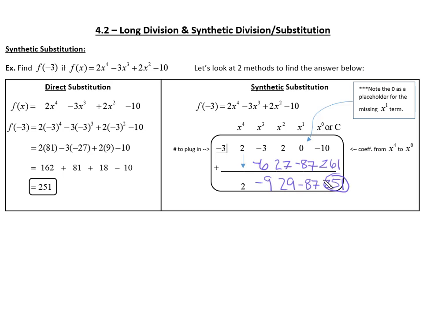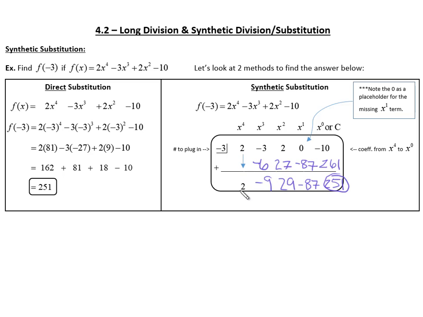I know there's a few big ones at the end, but overall, this method is going to save us a lot of time once we learn how to set it up. So again, the number we want to plug in goes in the box. We figure out our highest degree and set up a placeholder from that degree all the way down to x to the 0. Make sure we write our coefficients for each term, keeping the signs of each. And if we're missing any terms, it's really important to put that 0 as a placeholder.